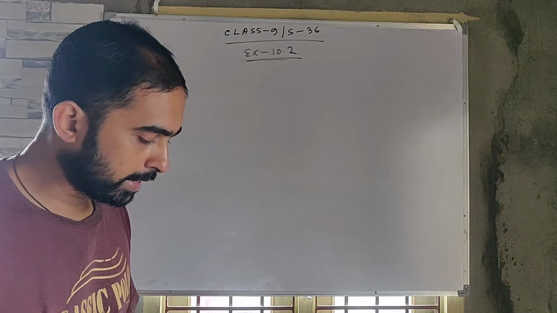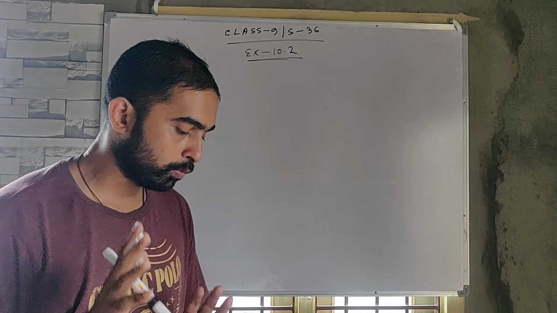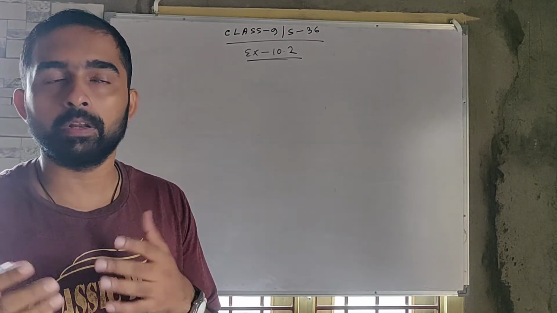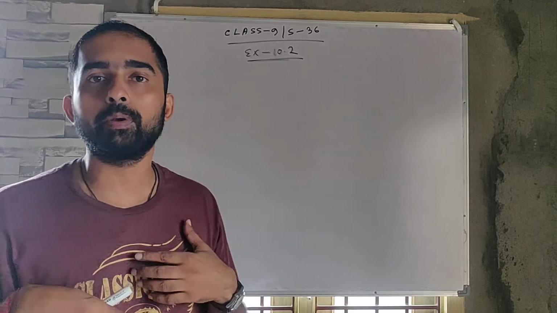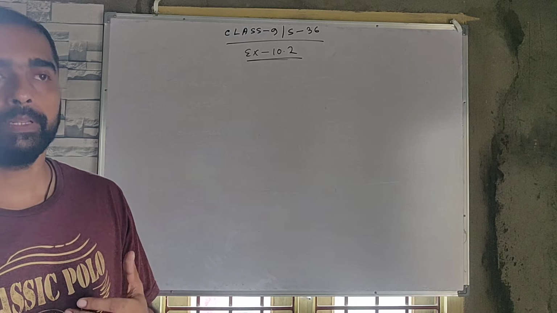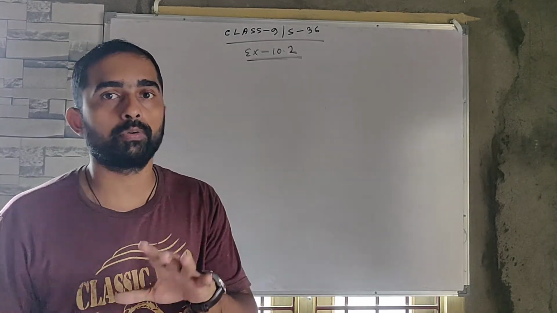Okay, now see, prove that equal chords of congruent circles subtend equal angles at the center. First of all, what is a congruent circle? Congruent means equal. So two circles are said to be congruent if the radii of the two circles are equal. Simply, if the radii of two circles are equal, then the circles are considered congruent circles.